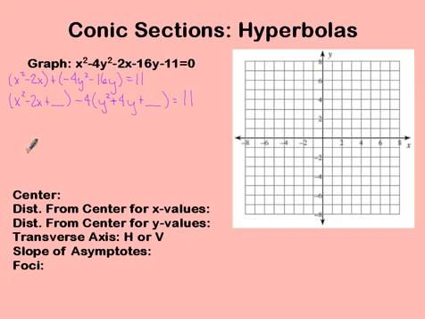All right. Once we group the x terms and the y terms together, we want to complete the square for both of those. Since my leading coefficient of my x terms is a +1, I'm good to go there.